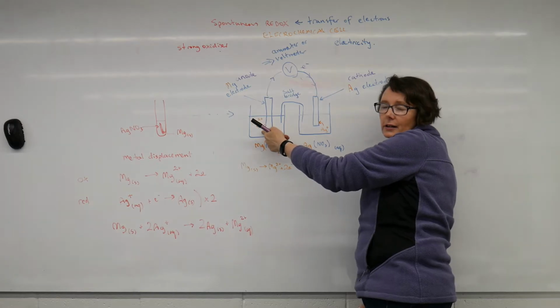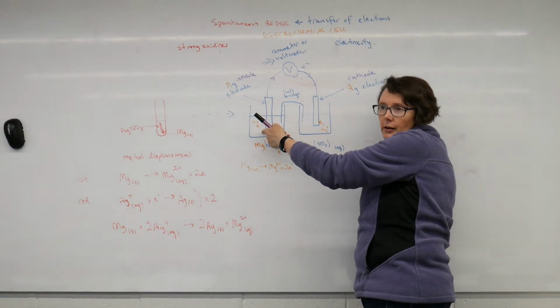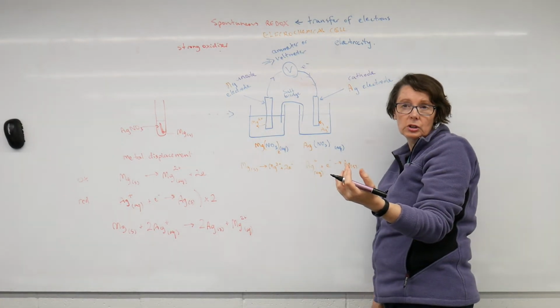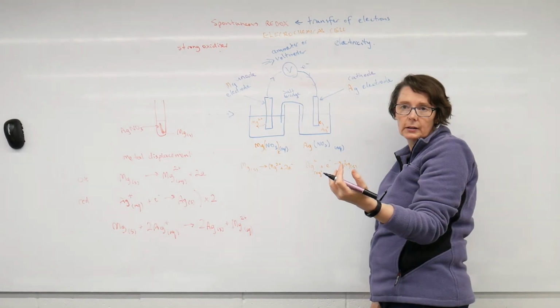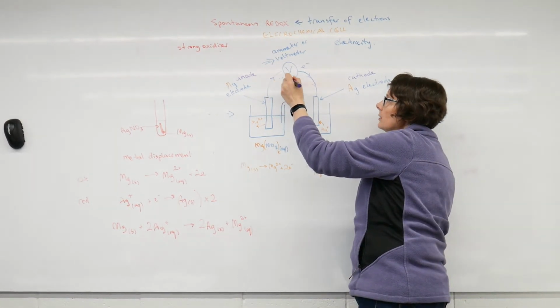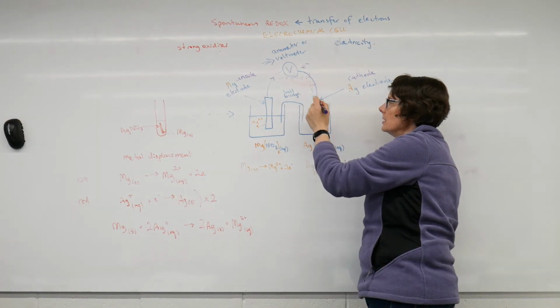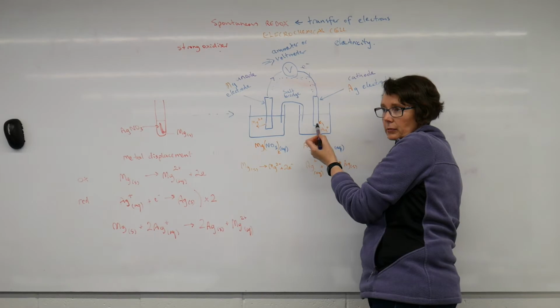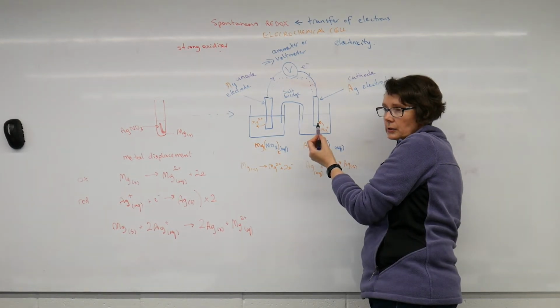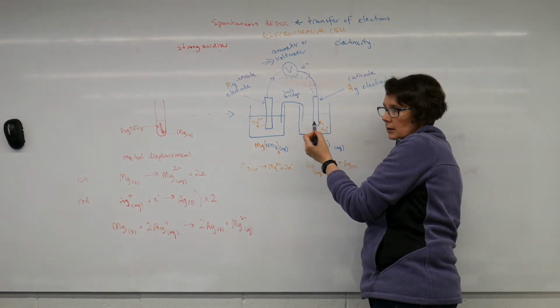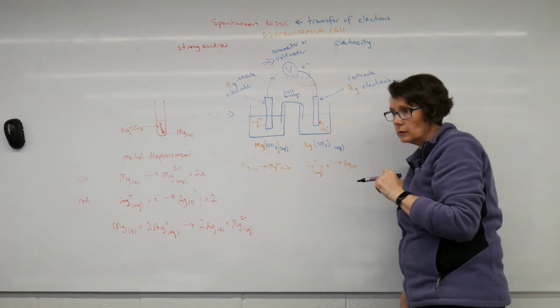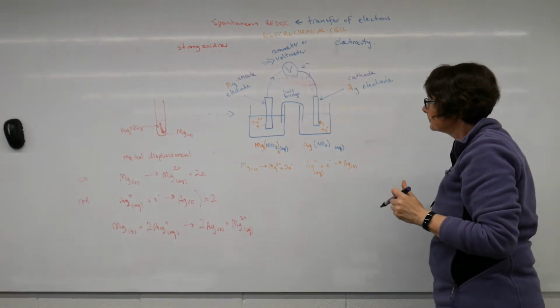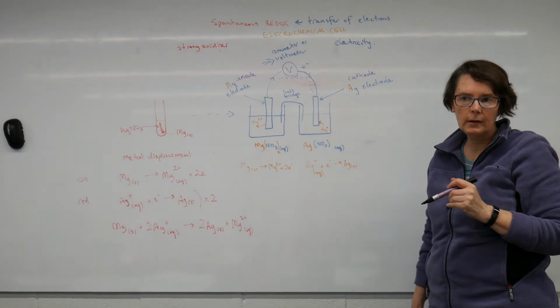Because if I've made this 2+ ion, then I've also generated 2 electrons at the same time, haven't I? And then they're going to travel up through the wires and come down to the cathode, where they're going to be available for the silver ion to pick up and be reduced to solid silver on the electrode. Does that make sense? Yeah?